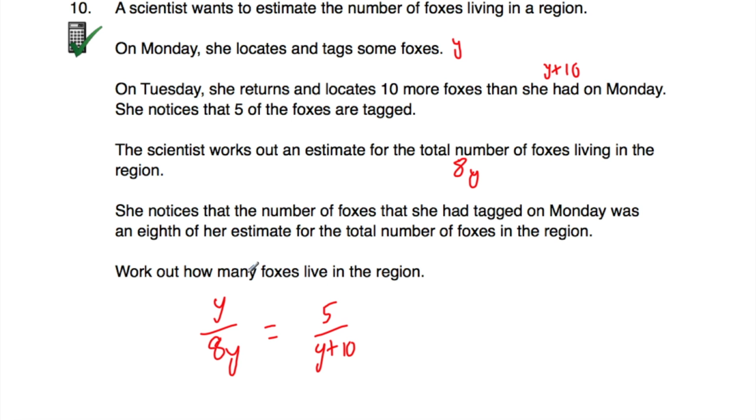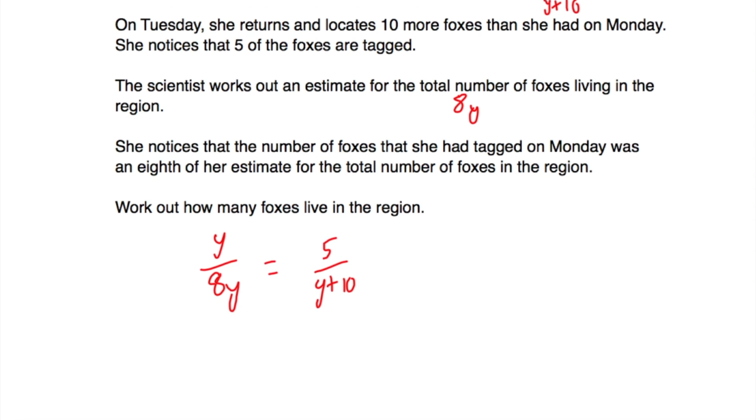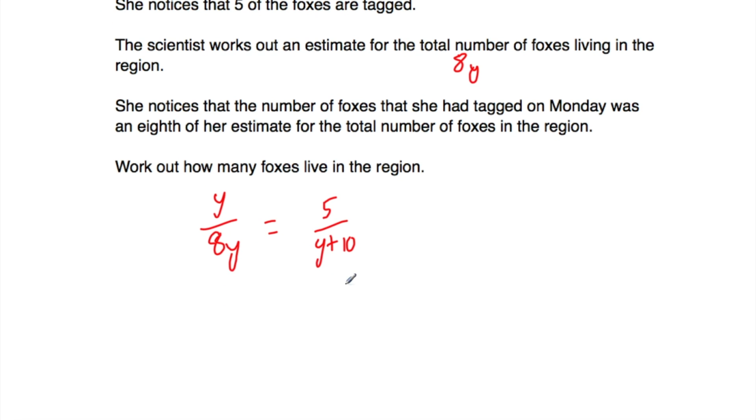Now if we solve this, we can hopefully find Y, which is how many she located on Monday, and then we can times it by 8 to work out our estimate of how many foxes live in the region. So let's solve this. We could multiply both sides by 8Y and by Y plus 10. Alternatively, we could cross multiply. So Y bracket Y plus 10 is equal to 8Y times 5, and 8Y times 5 would be 40Y. We could multiply both sides by 8Y, giving Y equals 40Y over Y plus 10, and then multiply both sides by Y plus 10 to get Y bracket Y plus 10 equals 40Y. That would work as well.